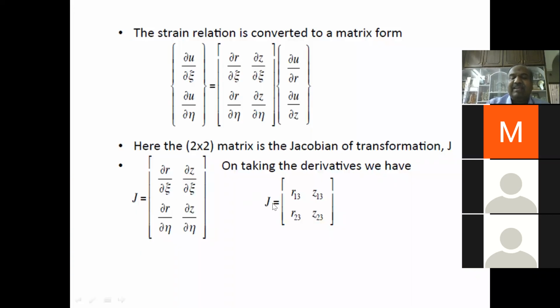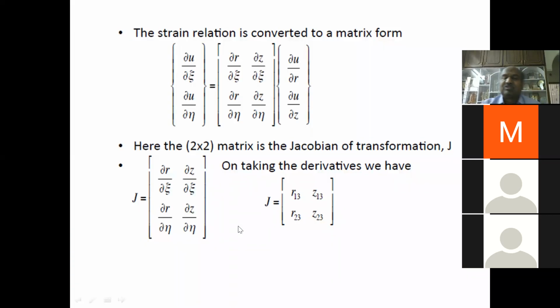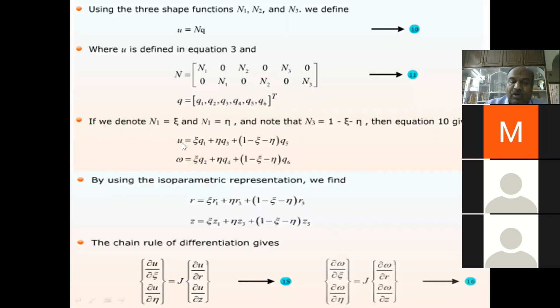If you see, when you find ∂r/∂xi, you get R13, because there are mistakes here; it should be R1, R2, R3, right? So you can correct it. You have R13, Z13, R23, Z23 as the terms, because these are all constants. And you have ∂u/∂r, ∂u/∂z as unknowns. Directly we cannot get ∂u/∂r, that's why we go for the chain rule of partial differentiation, to get ∂u/∂xi and ∂u/∂eta in terms of ∂u/∂r, ∂u/∂z. Now ∂u/∂r you can find out from this equation, because this is written in terms of xi and q's, and ∂w/∂xi, ∂w/∂eta you can get from this.